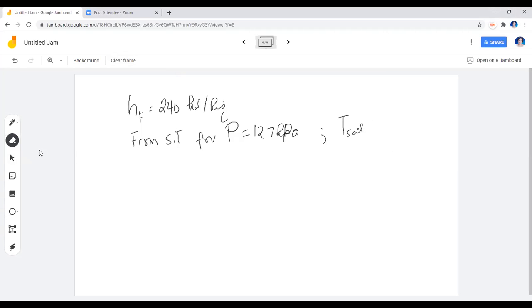But in your case, if there's a need for you to interpolate, interpolate. You cannot approximate. This is just to illustrate to you the procedure. So your Tsat for this is around 51 degrees Celsius, taken from the steam table for this particular pressure. So this is my Tsat.